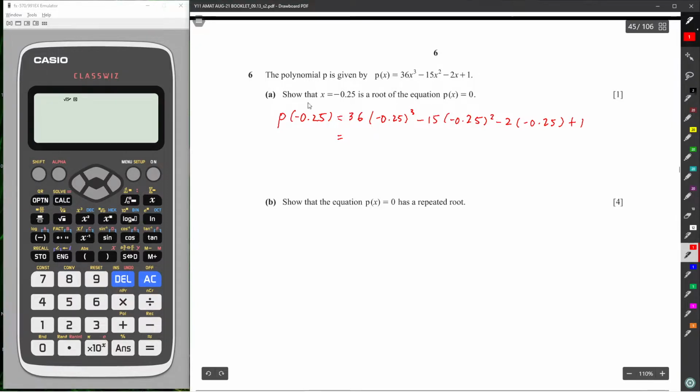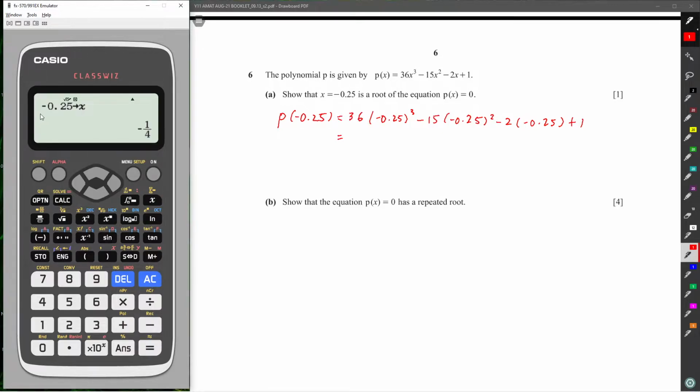For this question, I would prefer to store my x value as x equals negative 0.25 into my calculator. So how do you do that? Just key in negative 0.25 and then press the STO button above the number 7 on your calculator and press the X button, which is right below your ON button. Then you should be seeing negative 0.25 with an arrow pointing to x. So you will have negative 1/4.